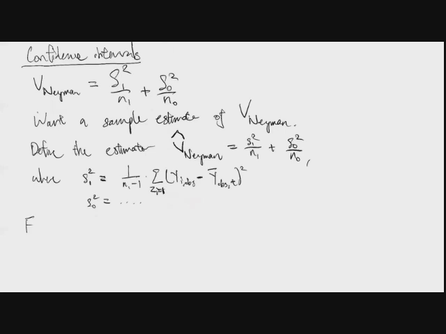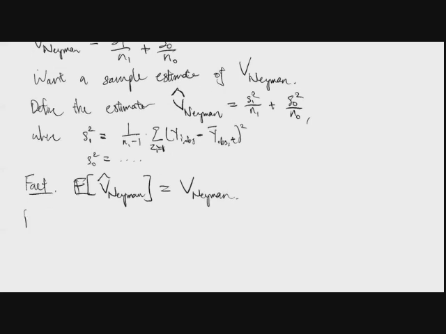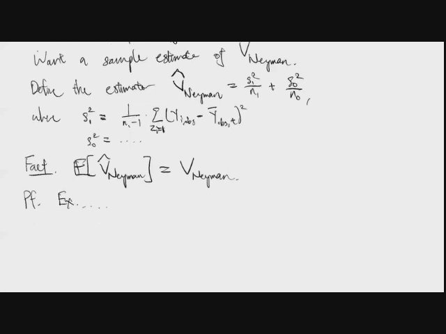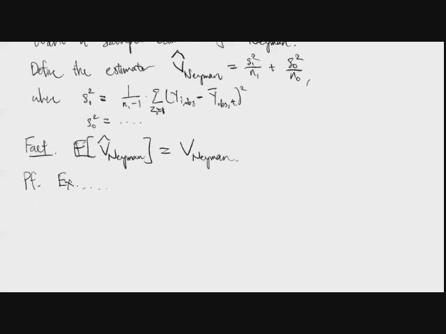Okay, so here's the fact. V Neyman hat is an unbiased estimator of the Neyman variance. Okay, so the proof is going to be left as an exercise, but this is simply because the sample variance is an unbiased estimator of the population variance. Okay, so the upshot is that now we have a sample estimate of the Neyman variance.